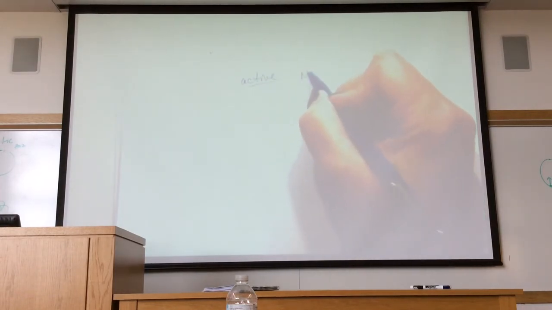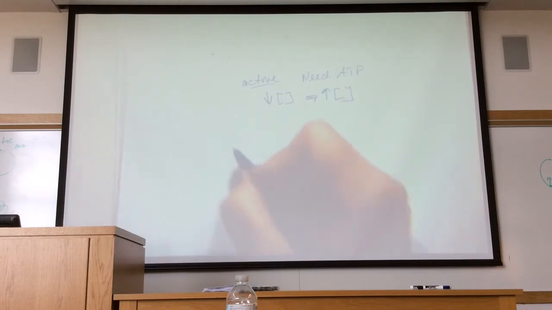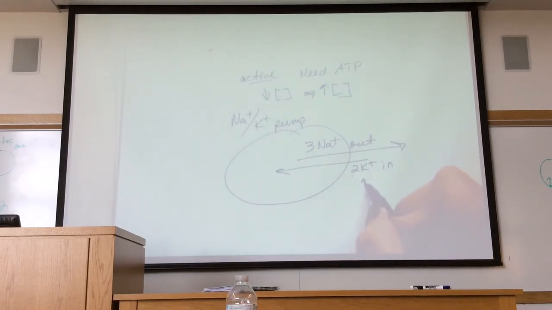You're going to need to add ATP. You move from a low concentration to a high concentration. And the best example is the sodium potassium pump, where it moves 3 sodium out of the cell, and then 2 potassium into the cell, and uses 1 ATP.